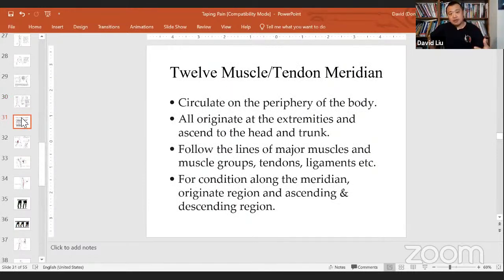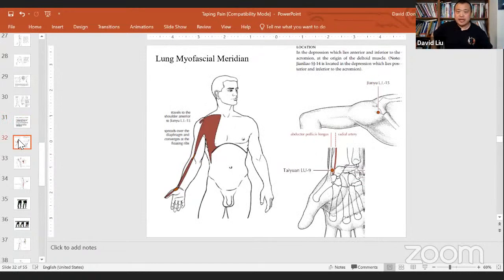So those primary meridians, we associate with what they call the 12 myofascial meridian system, so muscle and tendon. For example, this is what we're taping. When there is pain along this area, we can tape. There are lots of taping techniques, and taping can be very easy. It just elevates the superficial fascia and then releases the pain. This is a long myofascial meridian.